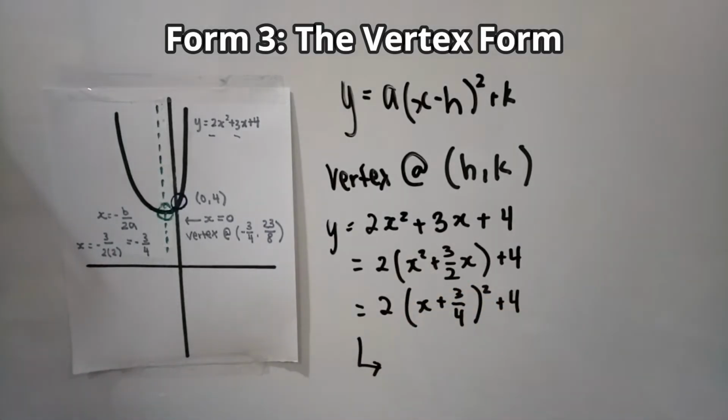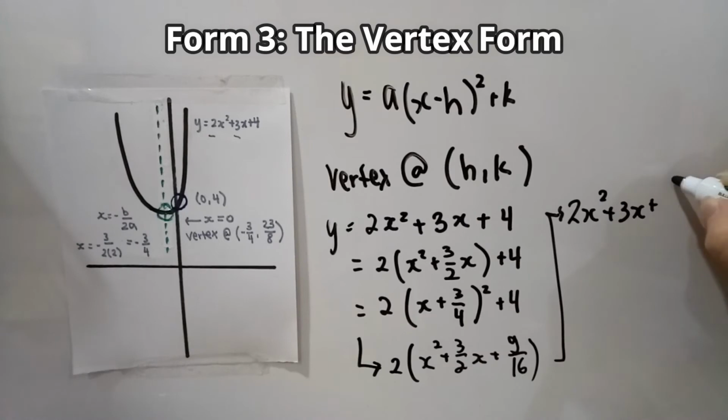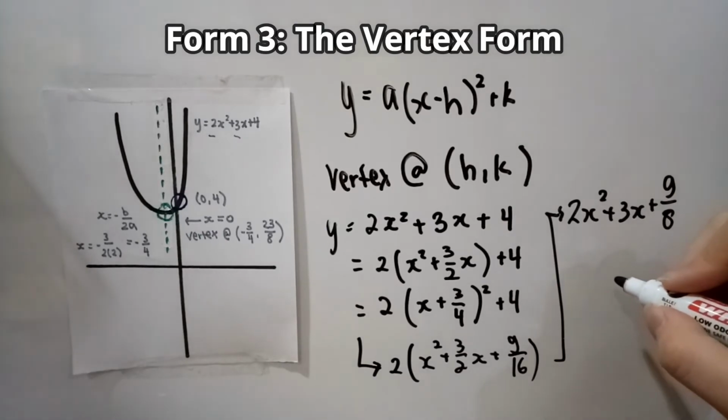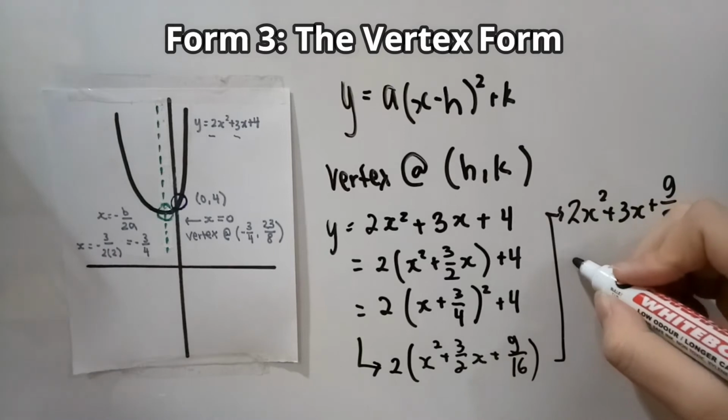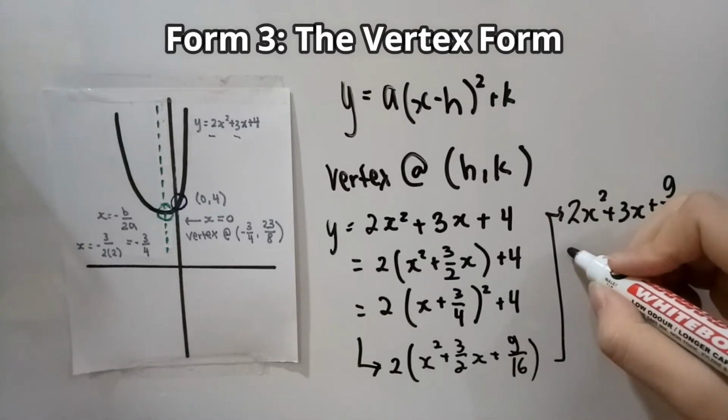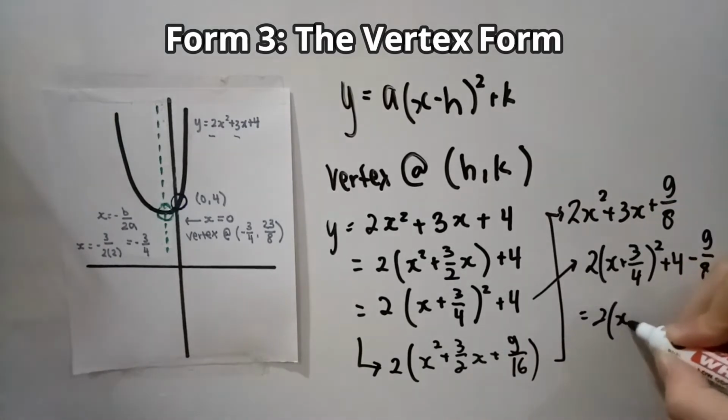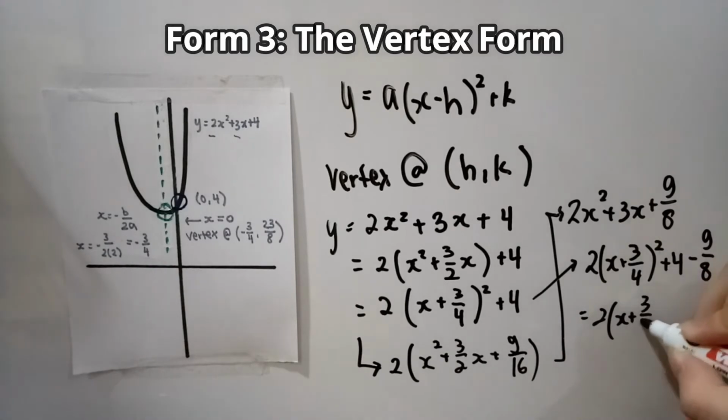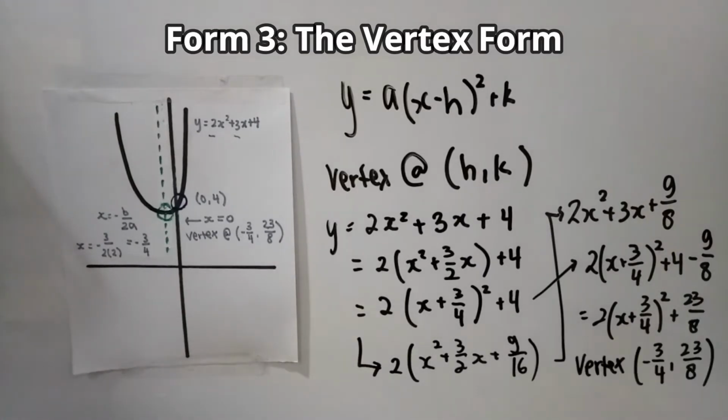But we're not done yet. Notice that if you expand 2 times (x plus 3 over 4) squared, you have 2x squared plus 3x plus 9 over 8, while all that we need is only 2x squared plus 3x. Subtract the excess 9 over 8 to cancel it out. Don't forget the plus 4. Subtract 9 over 8 from 4 and you get your new constant 23 over 8, which is the same result obtained in our previous discussion on the y-intercept form.